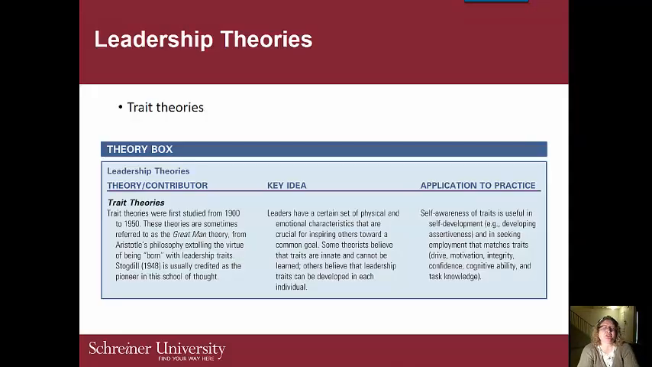So let's talk about the theories behind leadership and management and motivation. The first theory we want to look at is trait theory. These are the talents and the gifts that you're born with. So leaders are born, not made.